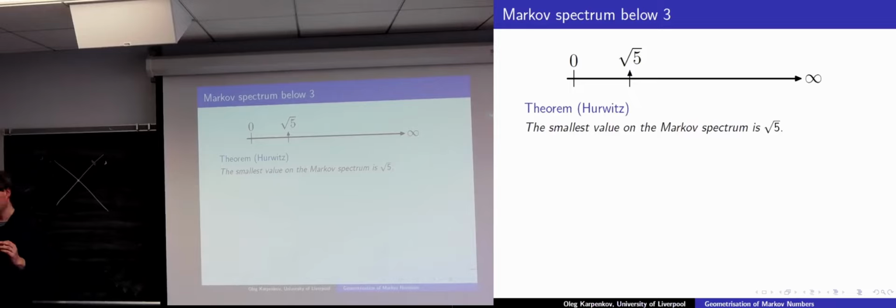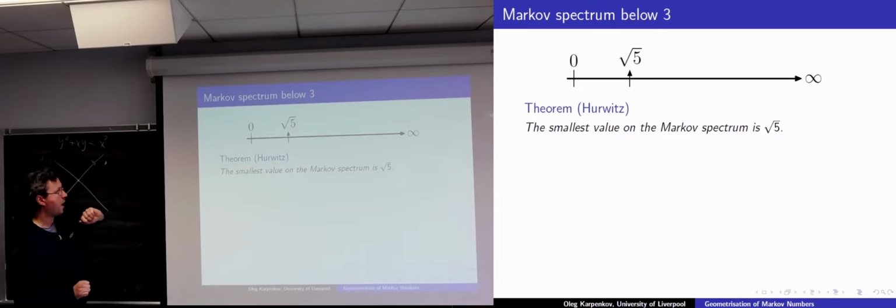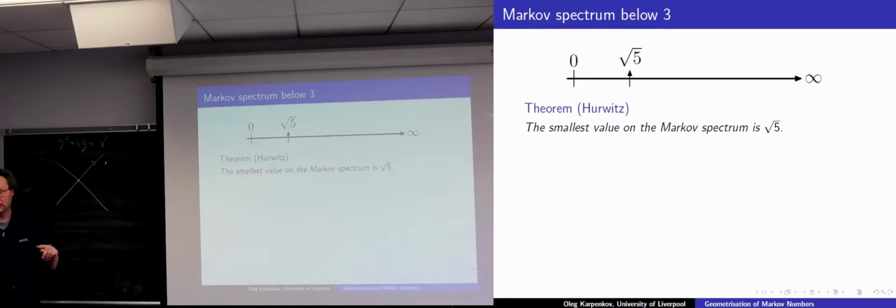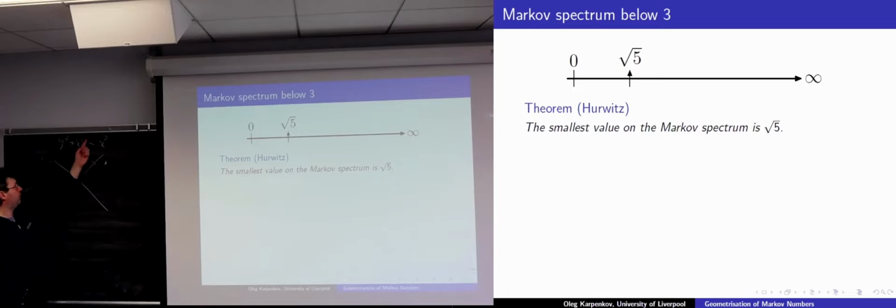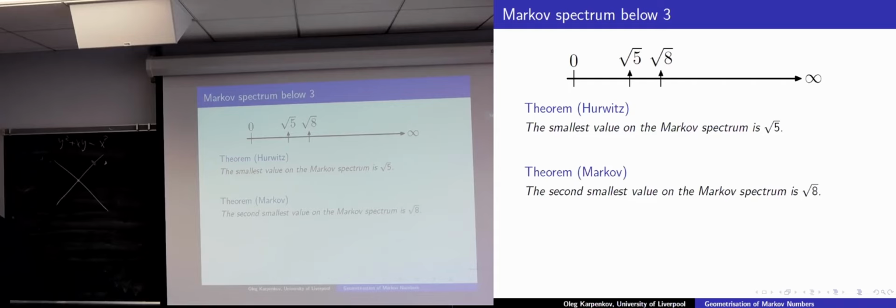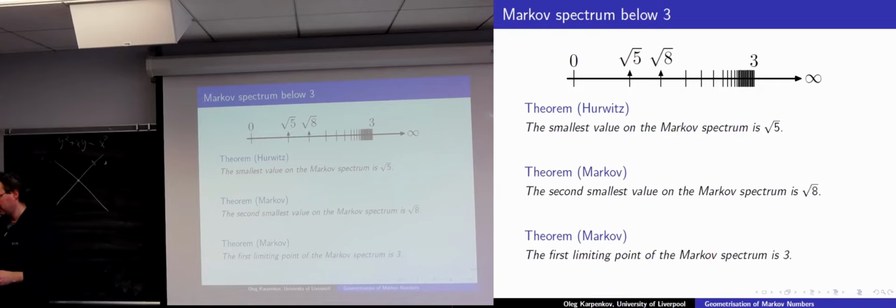He was the first who proved it, for the form y squared plus xy minus x squared, or I don't know, maybe it was a swap of coordinates, where you have this root 5. But if you write any other form, you will have either root 5 or a greater number as a Markov spectrum. So actually, this is the worst approximable quadratic form by the values in some sense. The next one is root 8, and there are lots of others.